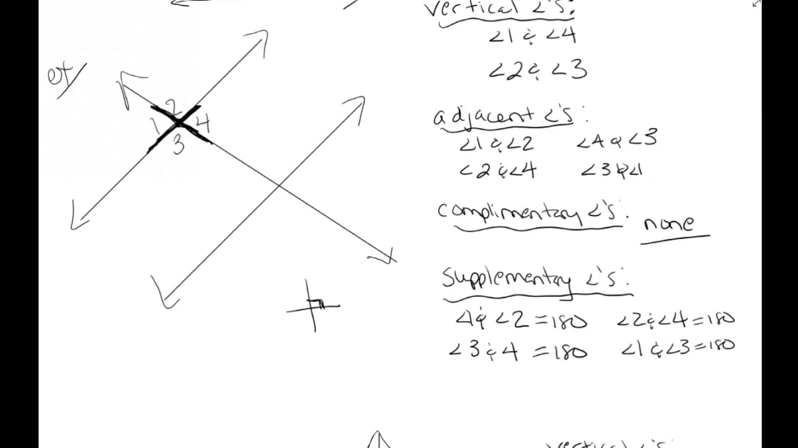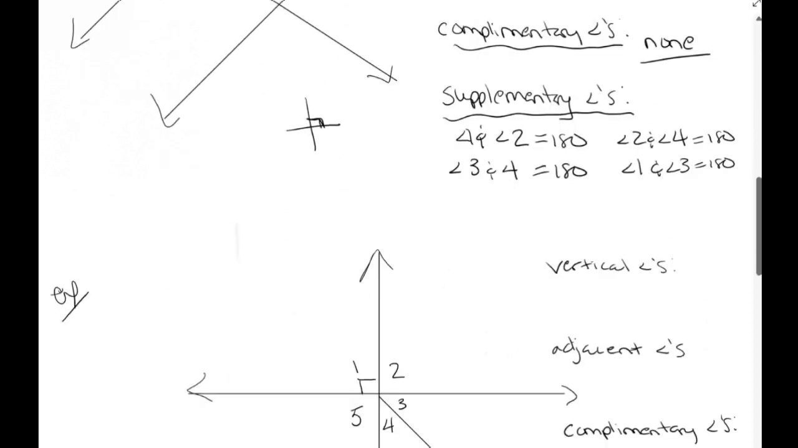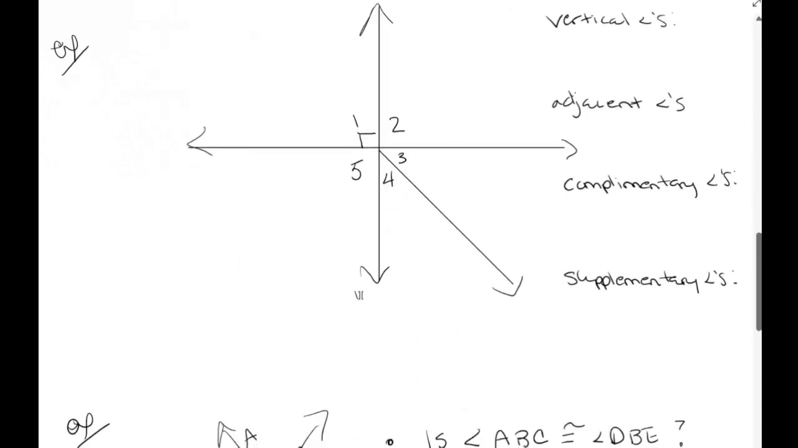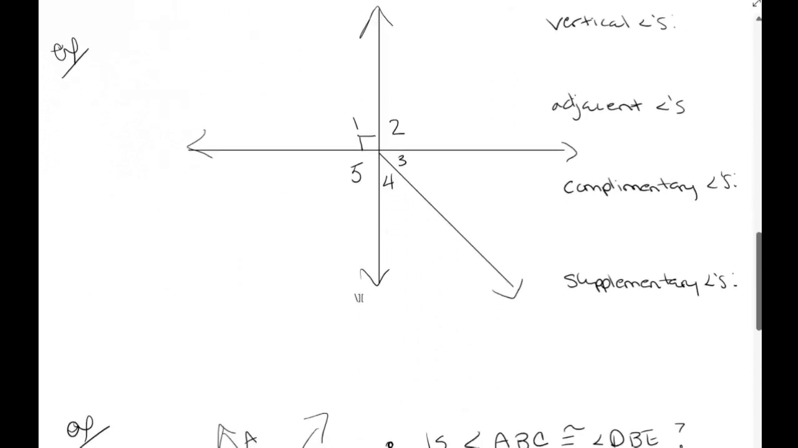Okay, let's keep going. We've got more to practice here. Guys, hang with me. You're doing well. Let's look at this picture and see if we can identify vertical angles. The only ones that we can say definitively are angles 5 and angle 2.